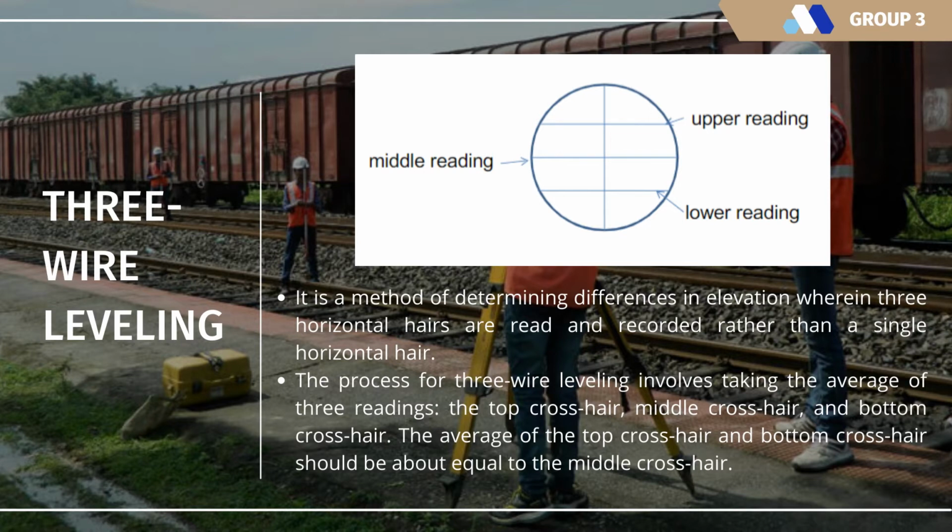What you see on the screen right now is an example of a stadia hair or the crosshairs in an instrument used for leveling, such as an automatic level. So we have here the three horizontal hairs referred to as upper reading, middle reading, and lower reading. The middle reading is also considered as the rod reading. The process for three-wire leveling involves taking the average of three readings: the top crosshair, middle crosshair, and bottom crosshair. The average of the top crosshair and bottom crosshair should be about equal to the middle crosshair.